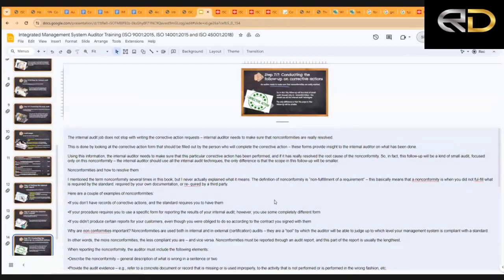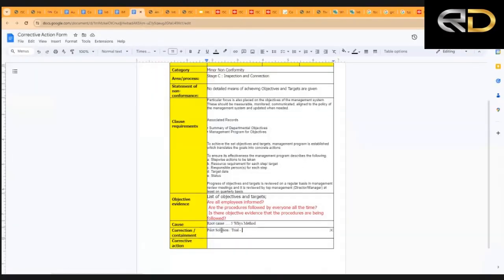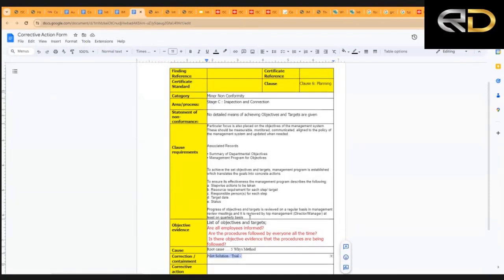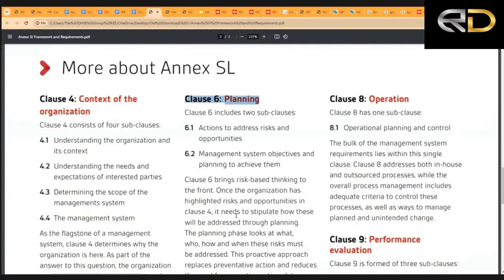Now, after that, you as an auditor should come and conduct the audit. In fact, you have to follow up and conduct a small audit which is going to focus only on non-conformities, and you should use the internal audit techniques. That means your job as an auditor here is basically to approve the pilot solution, that indeed this pilot solution is capable of resolving this non-conformity and making sure that this goal has been achieved.